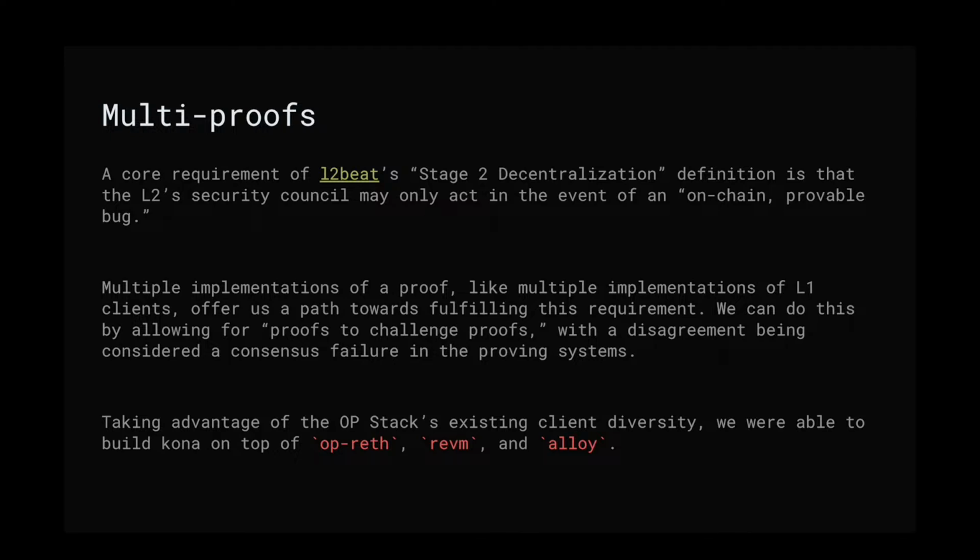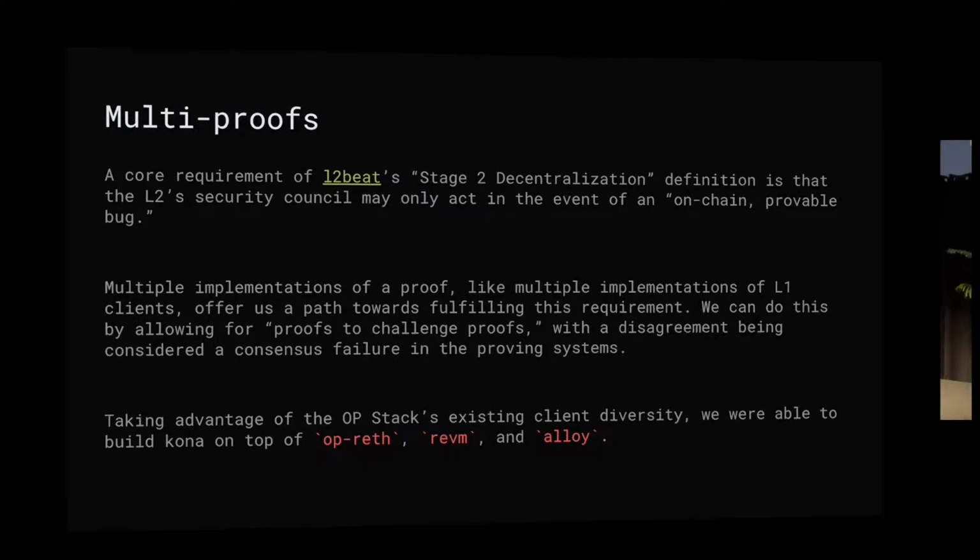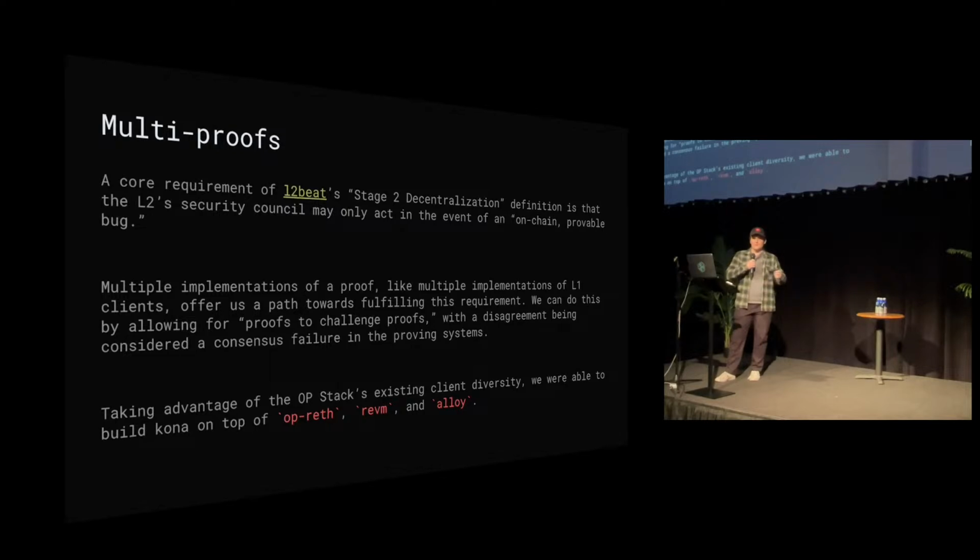So it brings us into multi-proofs and why we built this thing. Why do we have a second fault-proof program when we already have one that works just fine, built off of the reference? A core requirement of L2Beat, which for those unfamiliar is like a roll-up warden that keeps people accountable and also does a risk assessment on L2s, is stage 2 decentralization, the big target that everybody's trying to reach. To meet that, you have to have the ability for the Security Council to only be able to intervene in the event of an on-chain provable bug, quote unquote.